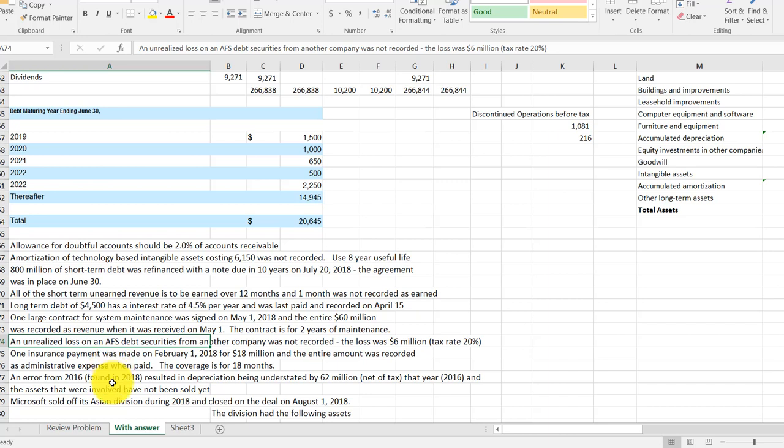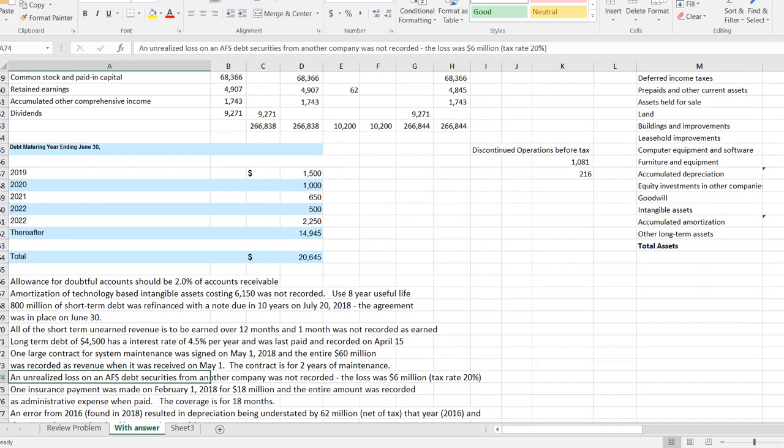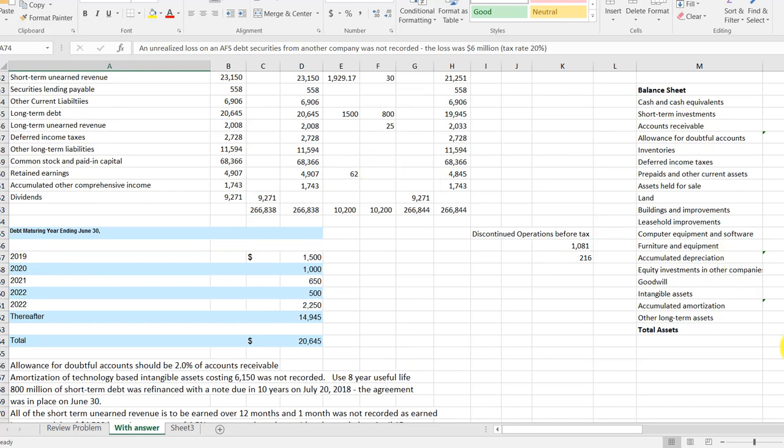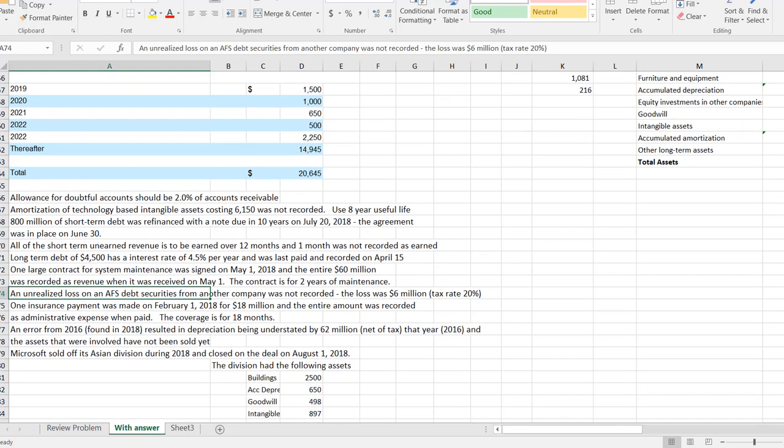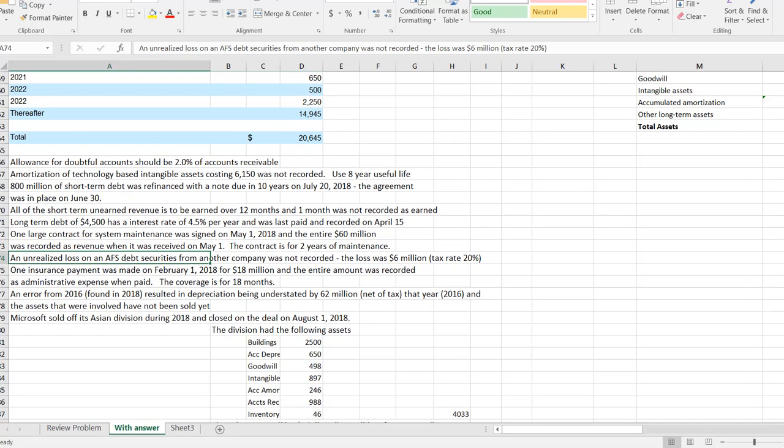As promised, there's an error from 2016 that we're going to have to adjust as of to retained earnings in 2018. Now, if we were disclosing 2016, we would actually have to fix 2016, 2017 from a disclosure point because both of them are currently wrong, but this is only dealing with 2018, so we do not have to do that disclosure. We just need to fix our retained earnings and accumulated depreciation for the current year for 62.